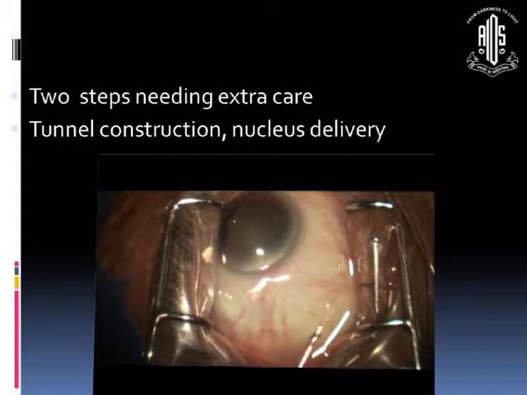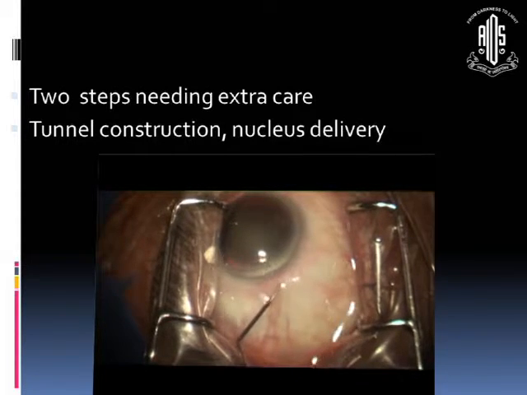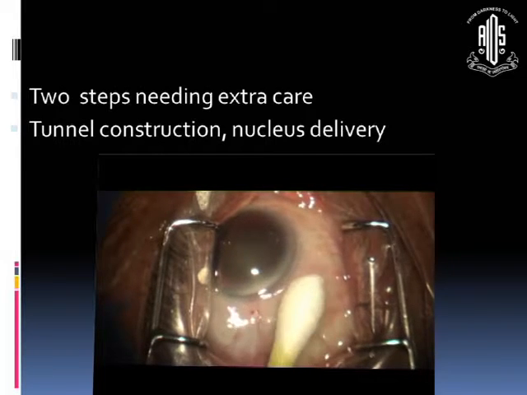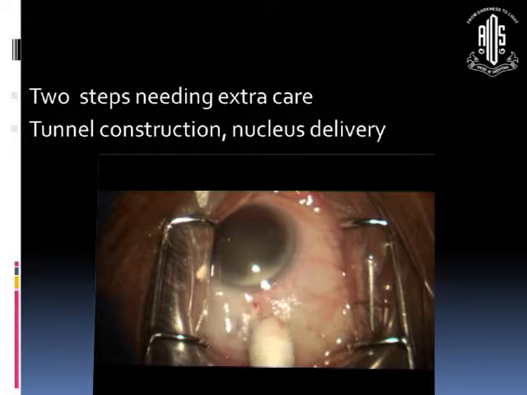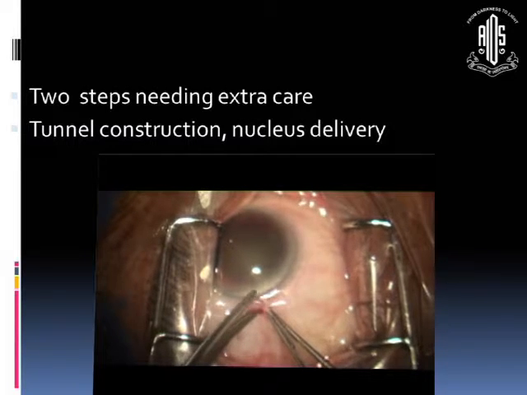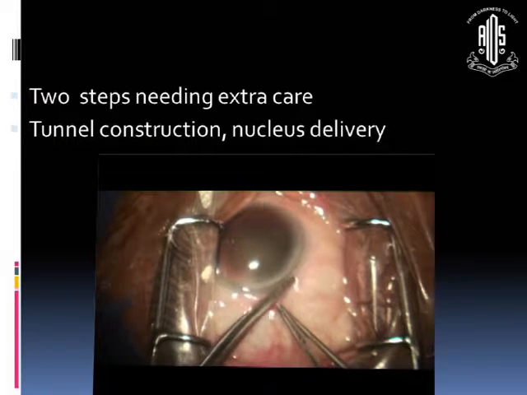And always use a new blade. Usually for SICS, we tend to use autoclaved blades for 2 to 3 cases. So it is always better to use a new blade so that your tunneling will be easy.